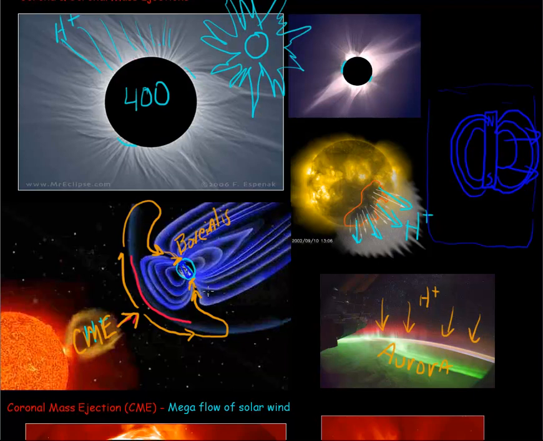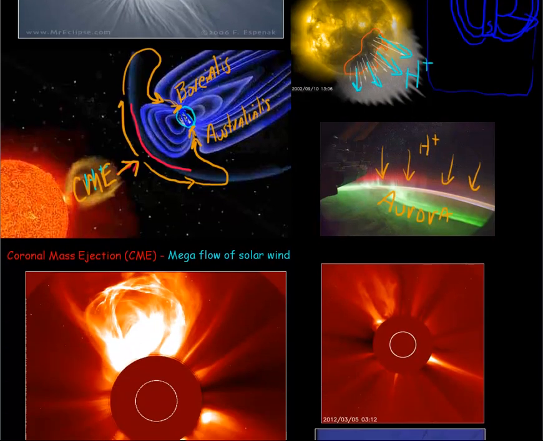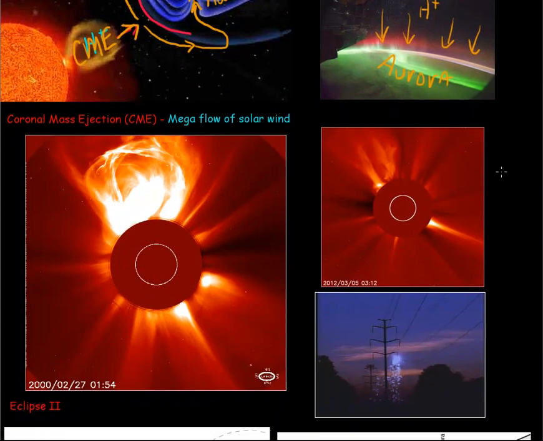We have the aurora borealis in the north, and we have the aurora australis down here in the south. So aurora meaning light. This is the light of the north, and this is the light of the south. Beautiful colors. Okay, this is what's called the coronal mass ejection.